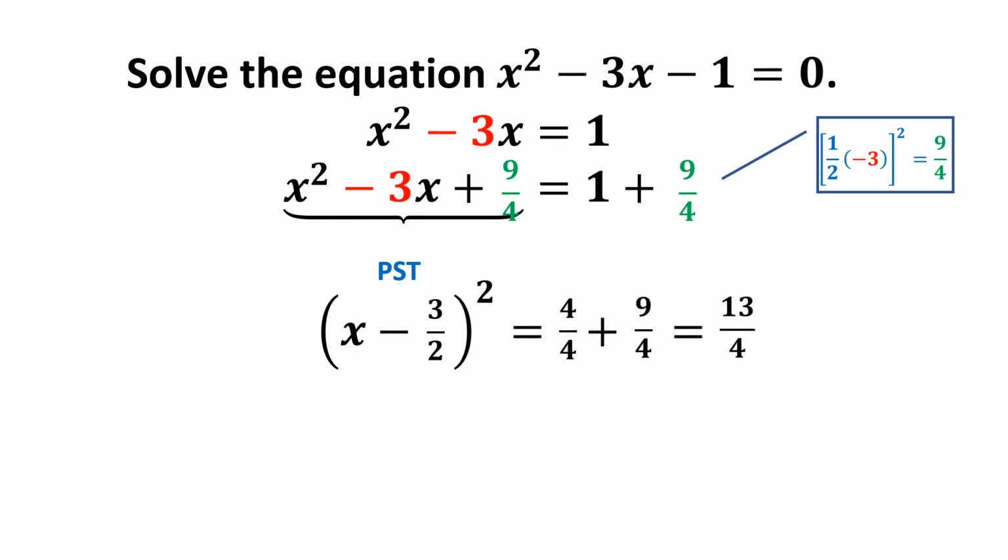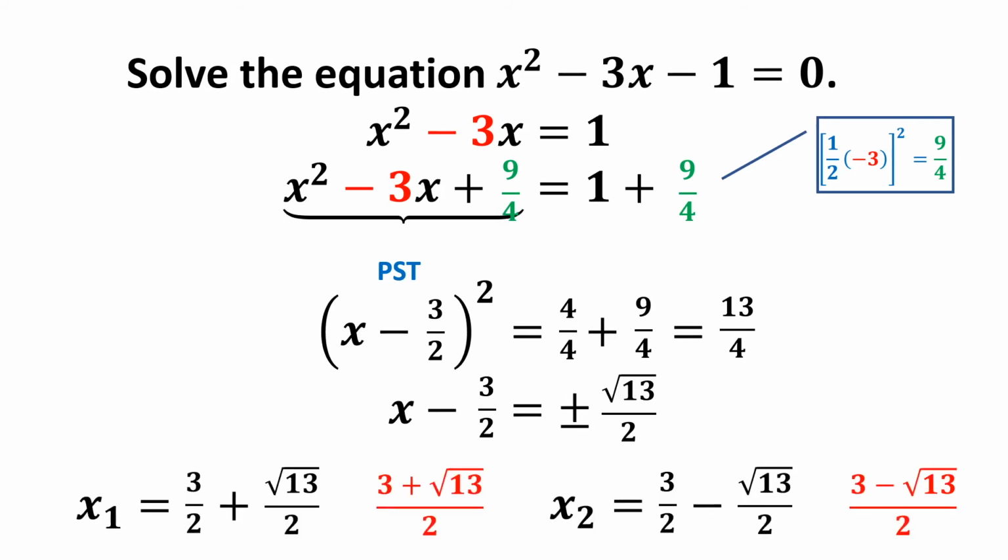Factor the resulting PST x squared minus 3x plus 9/4 and at the same time find the sum of 1 and 9/4. The result would be quantity x minus 3/2 squared is equal to 13/4. Then, get the square root of both sides. And finally, solve for x. Therefore, the roots of x squared minus 3x minus 1 is equal to 0 are 3 plus square root of 13 all over 2 and 3 minus square root of 13 all over 2.